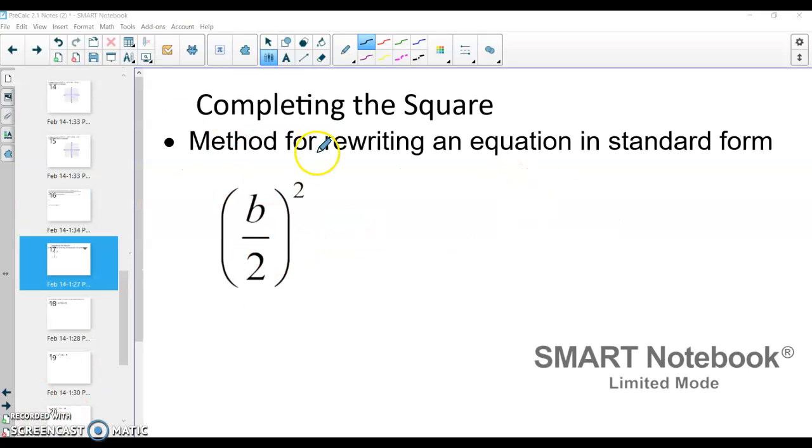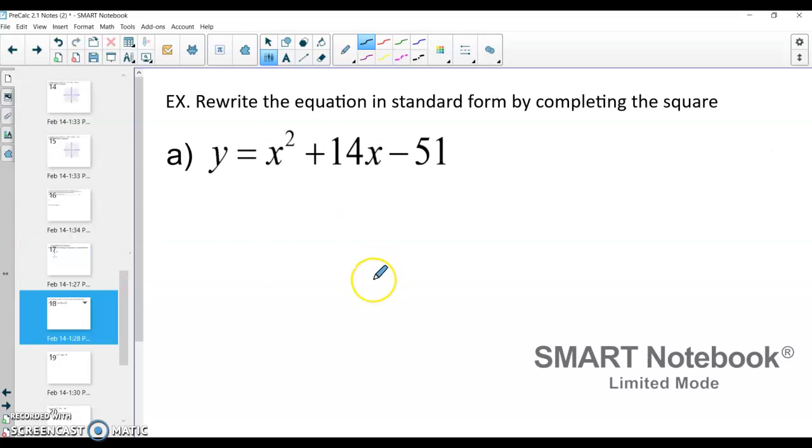Next big thing we need to highlight is completing the square. It's just a method of rewriting an equation so that we can get it in standard form. And we're going to use our b value divided by 2 and square that. Okay, and I'm just going to show you why we do that and why it's important with this problem right here. Okay, so the first thing I want to do when I'm trying to rewrite this and use completing the square is I want to add my c value, or my 51 here in this case, over to this side.